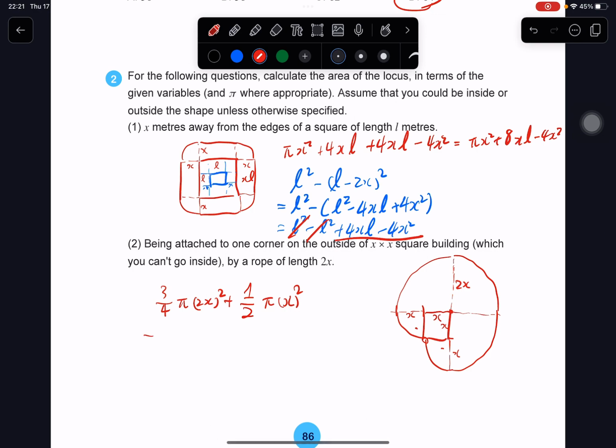So that can be simplified into 3 pi x squared, adding a half pi x squared, which is 7 over 2 pi x squared. And that's the answer for the second subquestion.